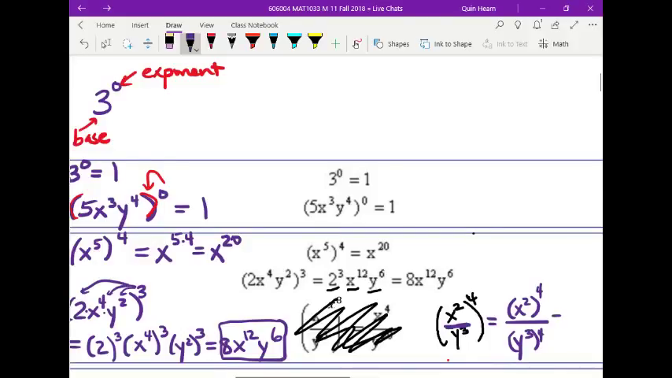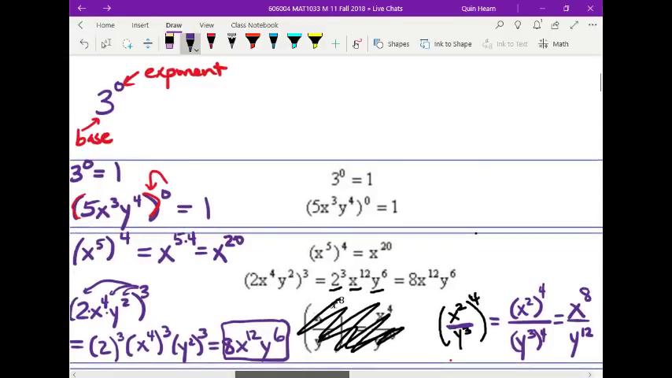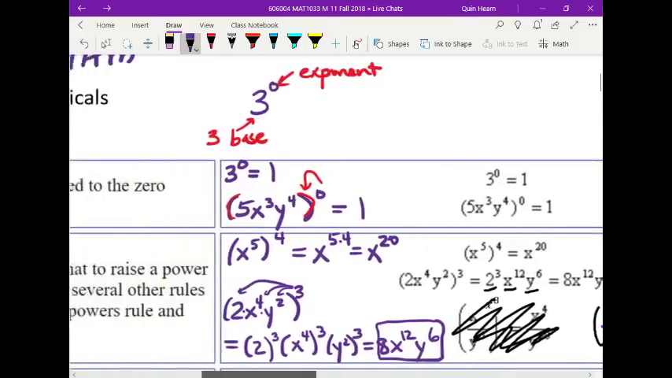Then we can use our powers to powers idea. So raise a power to a power, multiply the exponents, we get x to the 8th over y to the 12th. All right, so we've applied several rules of exponents at this point. Let's go ahead and look at a few more.